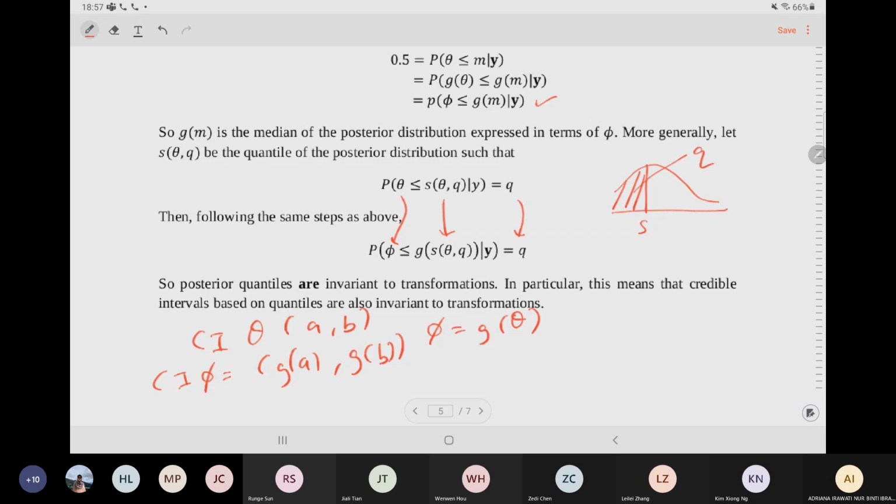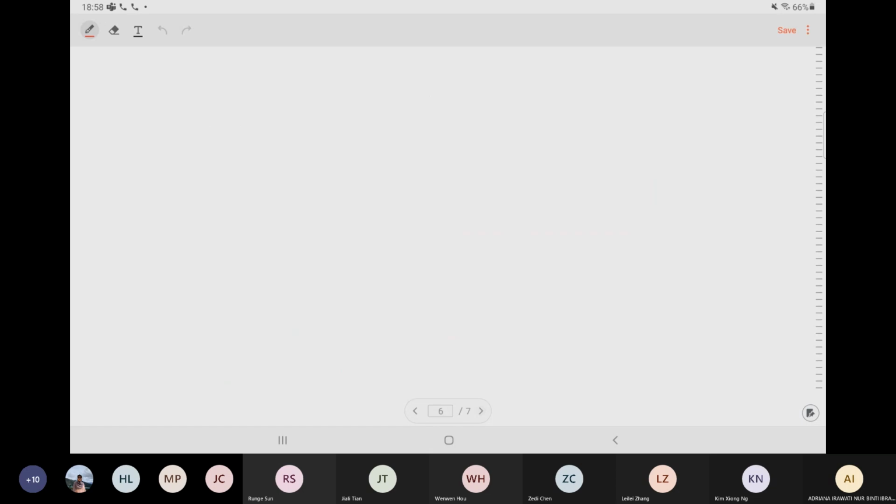So that is one of the advantages. If you use a quantile of the posterior, it also applies to your credible interval, because the credible interval is based on the quantile. For example, for a 95% credible interval, you use the 2.5th percentile, which is actually the quantile of 0.025, and then the quantile of 0.975. That's why the credible interval is based on quantiles, so it's also invariant to transformation. That's one big advantage if you use transformation for the credible interval.